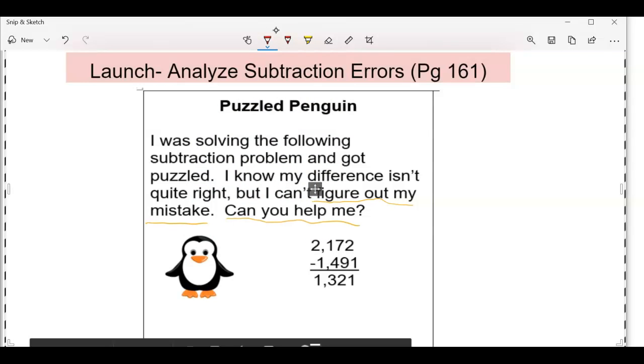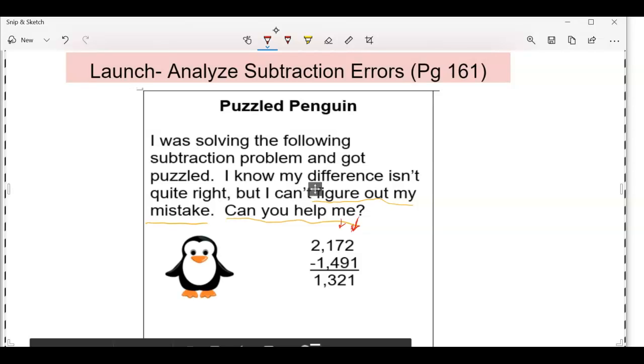2,172 is our top number minus 1,491. And the answer that the puzzled penguin came up with was 1,321. So let's take a look. We always start with the ones column, with the smallest place value. So 2 minus 1 is 1. That one is correct. Now let's go to the tens column. We've got 7 minus 9 equals 2.